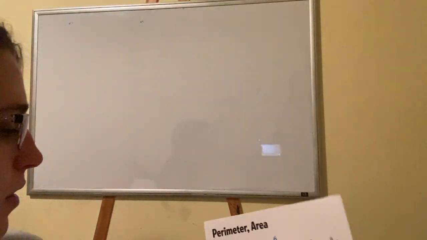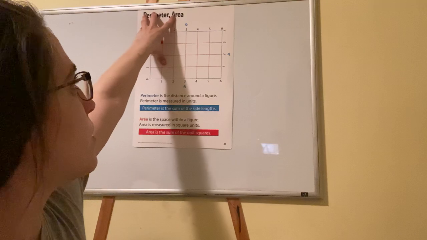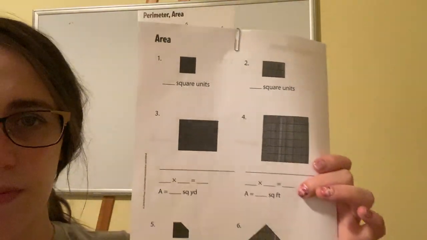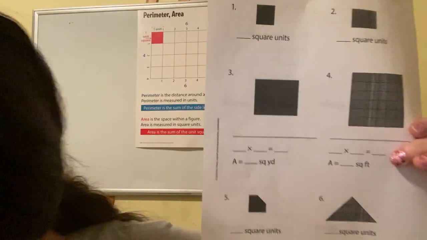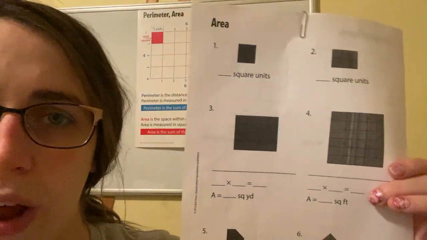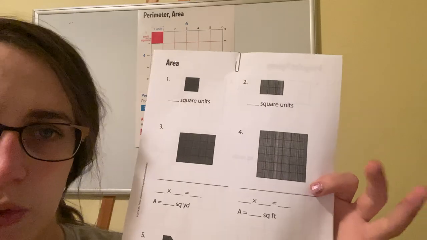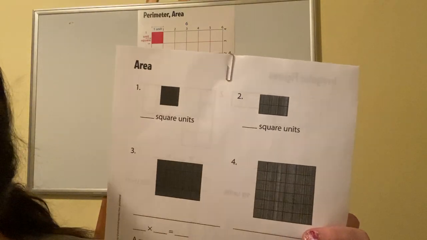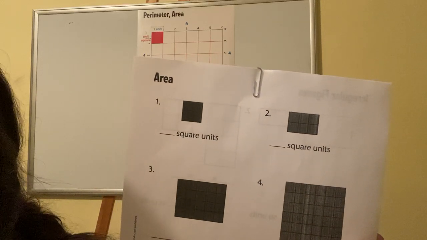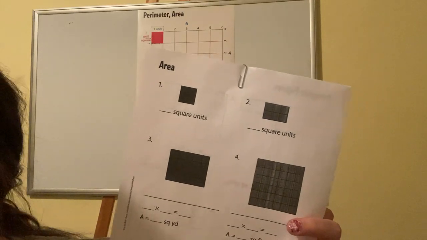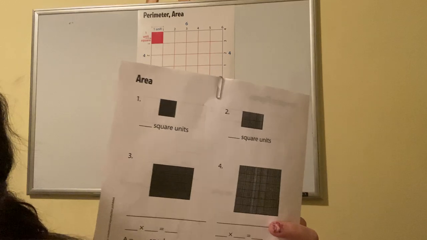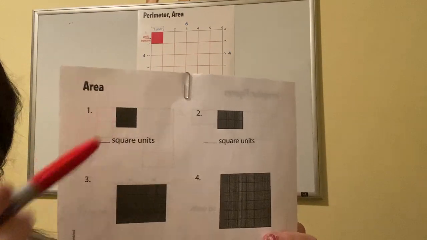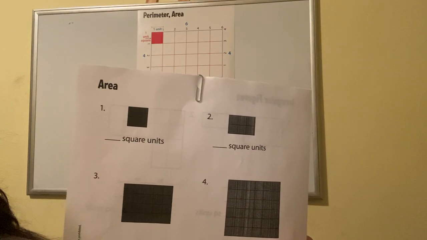Okay. I'd like you to take out your area worksheet. Yours looks like this. And you're gonna need your red squares, or your purple squares, red on one side, purple on the other. You wanna have those out. Each of the squares that you're gonna use will be used to represent 1 unit square. So I'm gonna just take a look at number 1 on your sheet. Look at number 1 on your sheet.